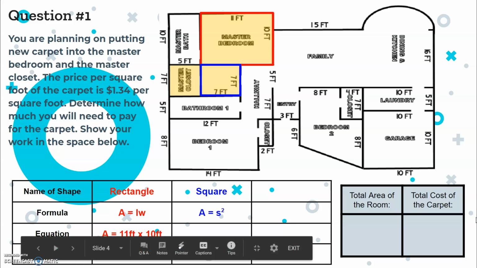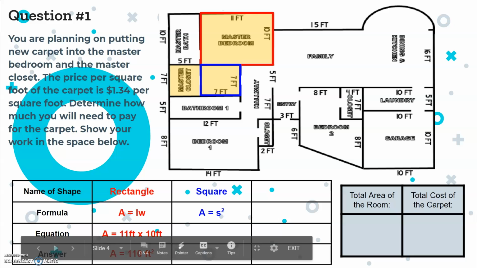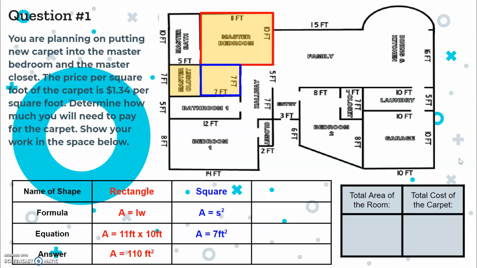My area for a square is A equals S squared. If we look at the rectangle, it's still length times width, but the formula for a square is area equals S squared. I then put that in my formula. So my side is 7. So area equals 7 feet squared. And then what I do with that is I multiply 7 times 7, because when you have a number that's squared, you multiply it by itself. So area equals 49 feet squared. And that is the area of that blue section right there.